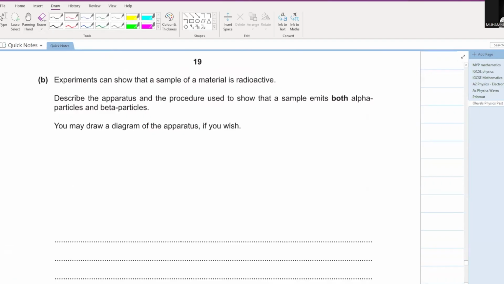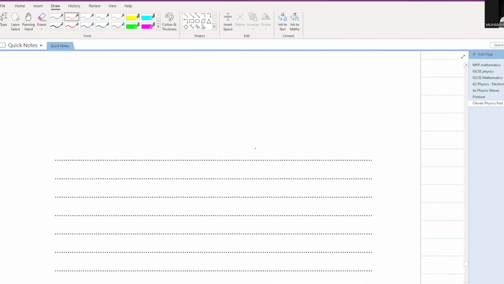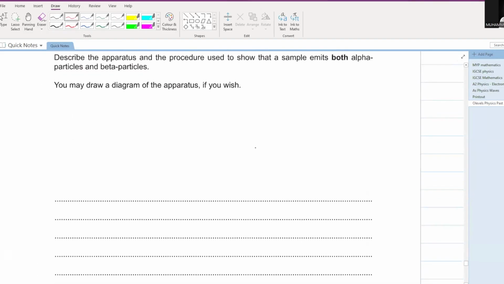Experiments can show that a sample of a material is radioactive. Describe the apparatus and the procedure used to show that a sample emits both alpha and beta particles. You may draw a diagram of the apparatus if you wish. Whenever the examiner tells you to draw a diagram, you draw a diagram, you respect the examiner.